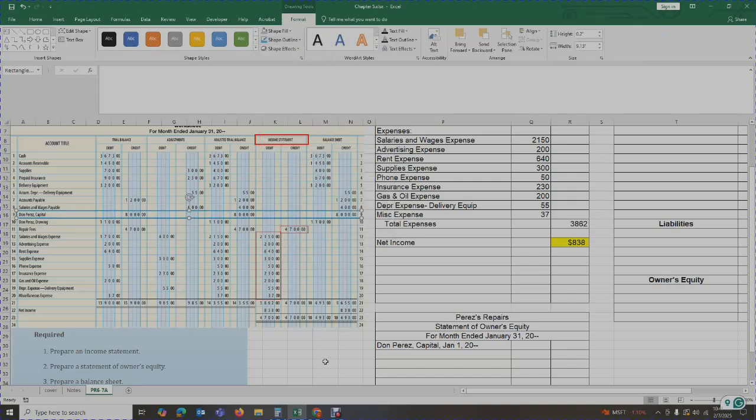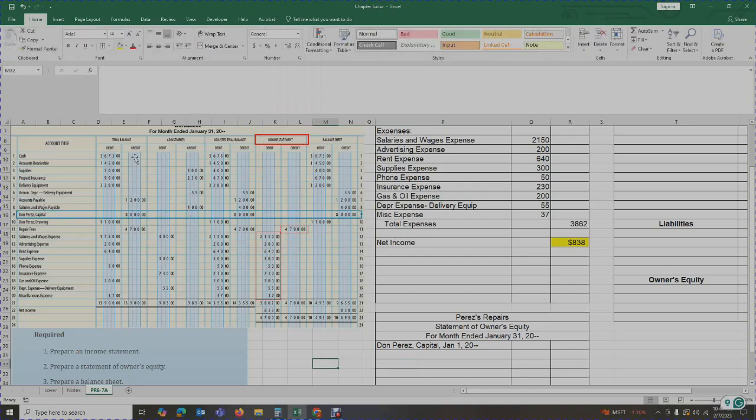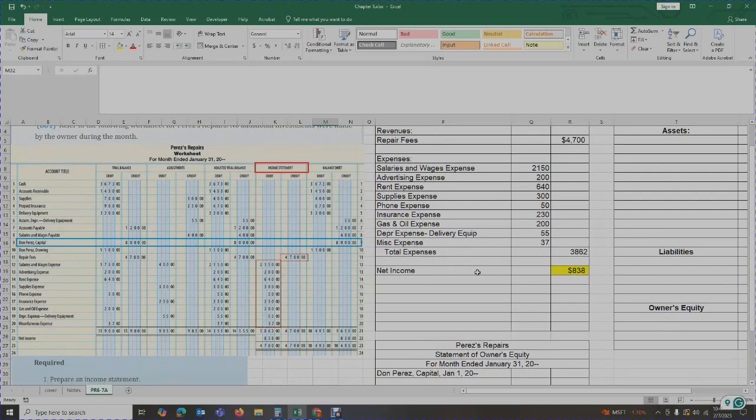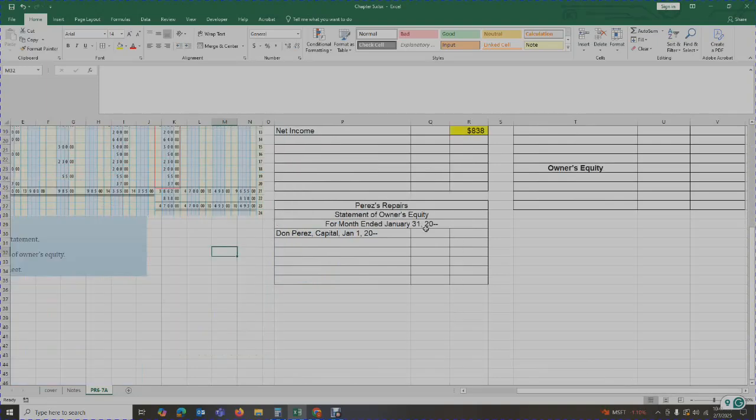So we're looking at the capital account. Our beginning balance was 8,000. We did not have any adjustments. Our adjusted balance is 8,000 and our ending balance is 8,000. So we started off with 8,000 in capital and we ended up with 8,000 in capital. That means that there were no investments made this month. In addition, the problem tells you no additional investments were made. So that means that before this month, I already had 8,000 capital. I'm just going to bring that over.